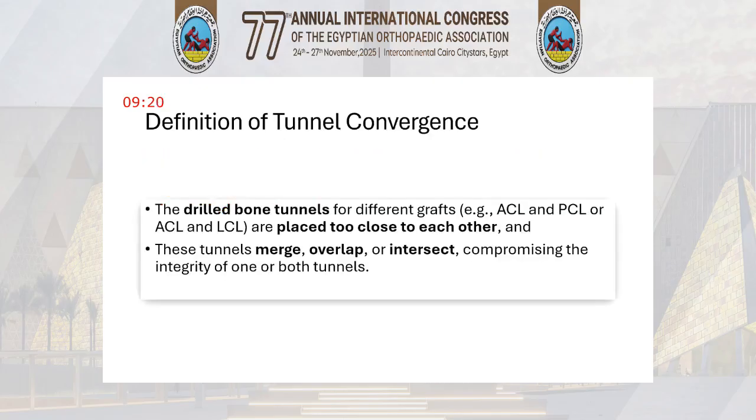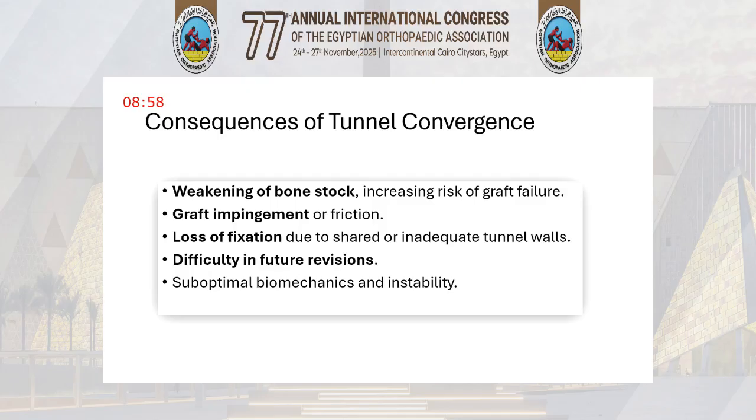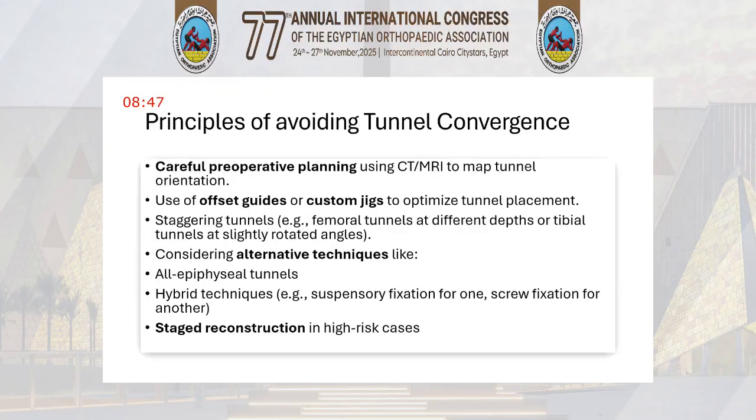And the definition of tunnel convergence: the drilled bone tunnels for different grafts, ACL, PCL, MCL and LCL, are placed too close to each other, and these tunnels either merge, overlap or intersect, compromising the integrity of one or both tunnels. The consequences of tunnel convergence are weakening of bone stock, graft impingement, loss of fixation, difficulty in future revisions, and suboptimal biomechanics and instability. We'll come to some of the principles of avoiding tunnel convergence as we go along.